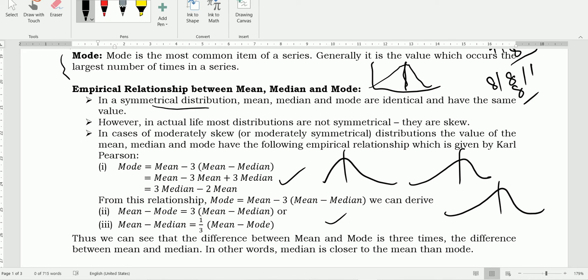So here, mode is equal to mean minus 3 times (mean minus median), or mode is equal to mean minus 3 mean plus 3 median, or mode is equal to 3 median minus 2 mean. So this is the ultimate result: mode is equal to 3 median minus 2 mean.